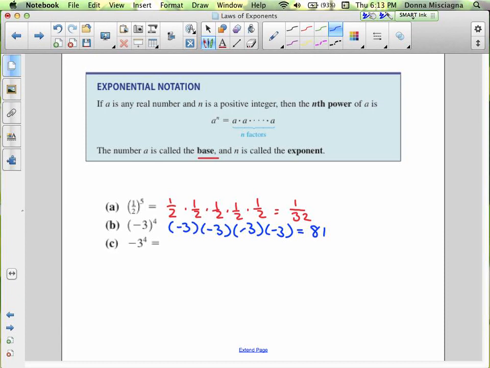Now with -3 to the 4th power, without the parentheses, we had to use order of operations. Raising to an exponent is first. That negative sign is the same as multiplying by -1. So -3 to the 4th power without the parentheses is the same as -1 times 3 to the 4th power. We would raise to a power before we would multiply.